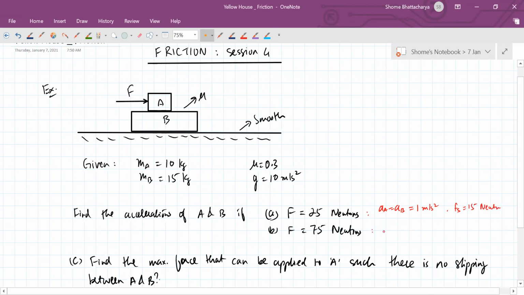In this part, you will have different accelerations. Acceleration of A will become 4.5 meters per second square, whereas acceleration of B will be 2 meters per second square, with a kinetic friction of 30 newtons acting. And the answer to this part should be that the maximum force you can apply is 50 newtons for no slipping.